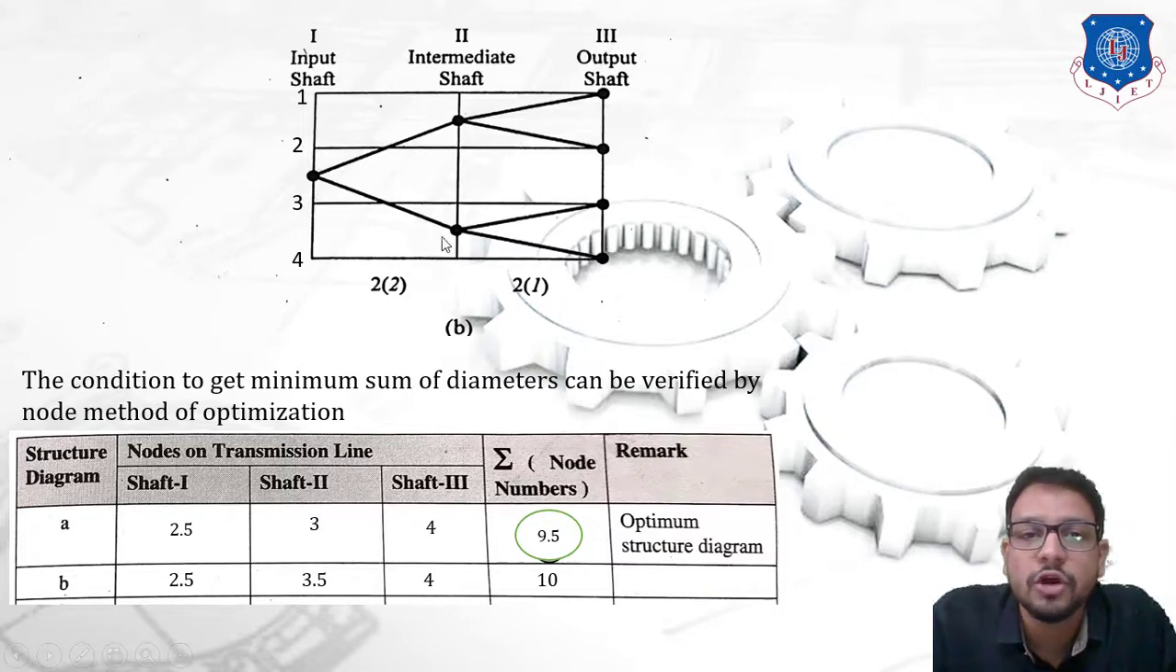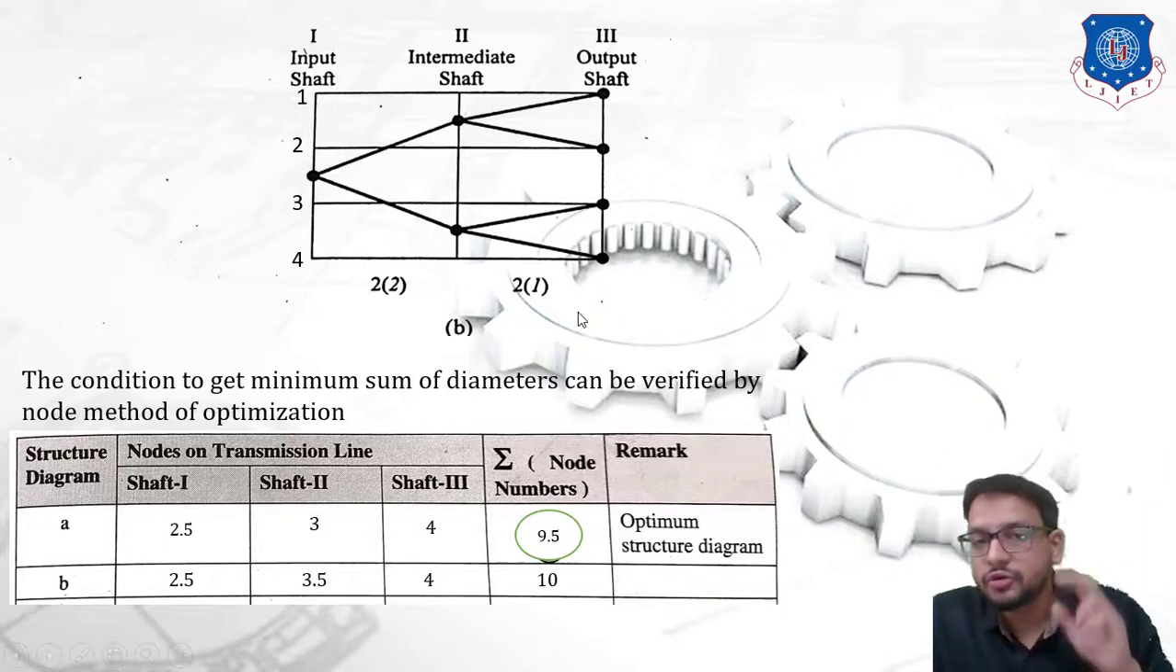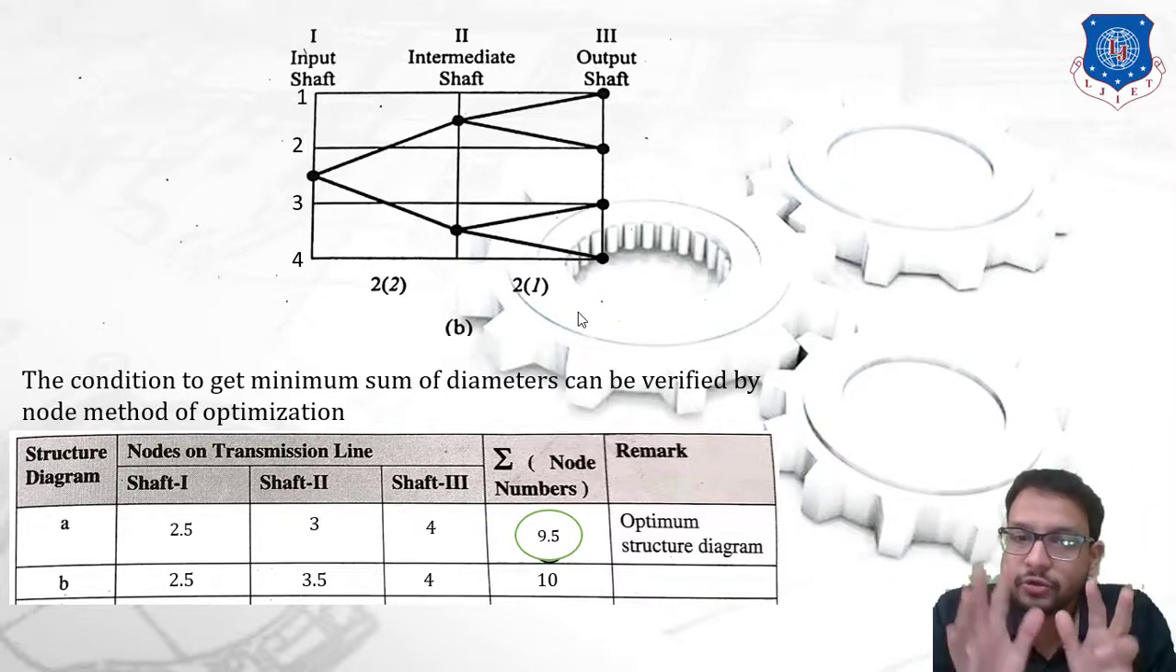Now starting from this node point, one line is on the upward side connecting the intermediate shaft and the output shaft, and the second is on the downward side, at a distance of 1 unit. Similarly, from this node point, I have drawn two rays representing 2 speed steps, one on the upward side and the second on the downward side, at a distance of 1 unit. Why? Because x2 is equal to 1. Now we have drawn two structural diagrams corresponding to the two structural formulas.